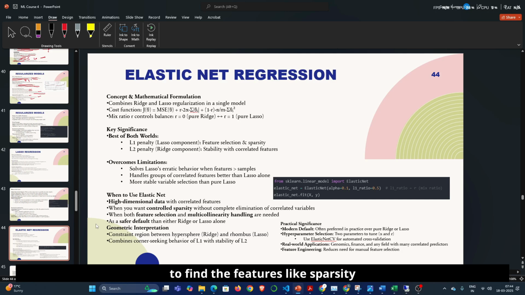Lasso is used for feature selection and sparsity, and Ridge for stability with correlated features. When both feature selection and multicollinearity handling are needed, right? When you want to control sparsity without complete elimination of correlated variables, it is often preferred in practice over pure Ridge or Lasso. And there are the parameters alpha and r. Genomics, finance, and there are many applications over there.